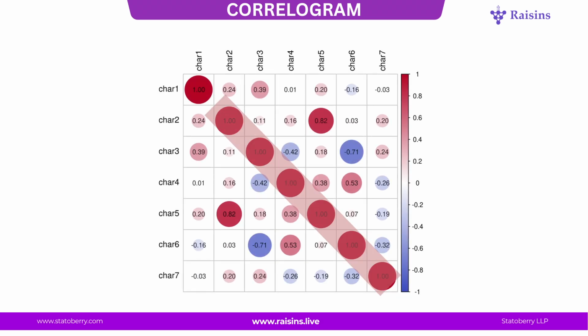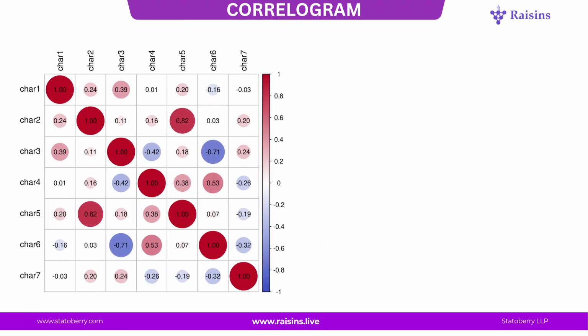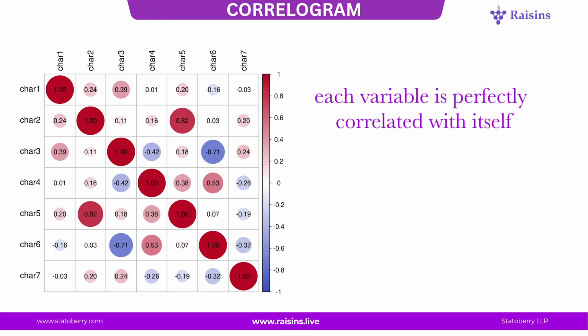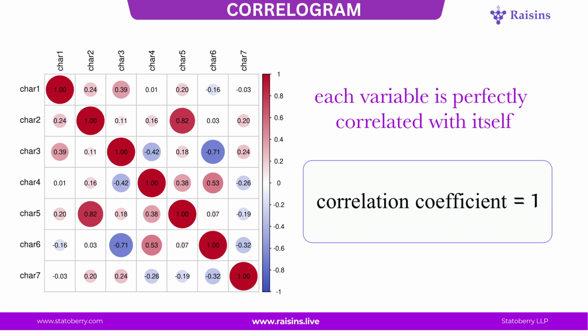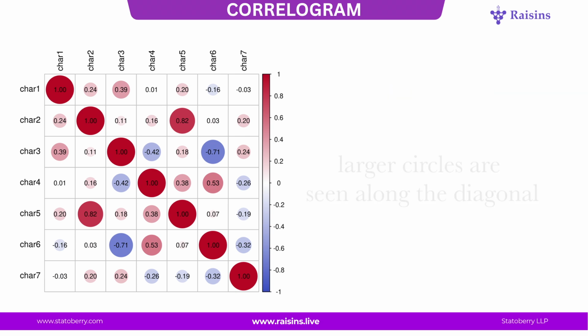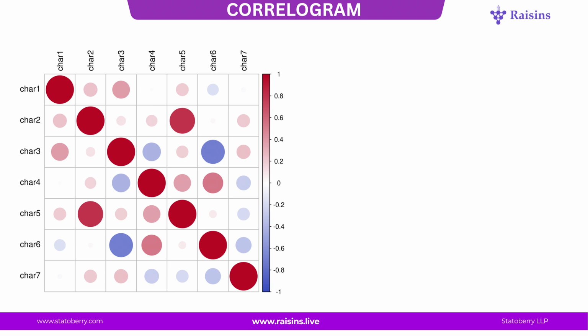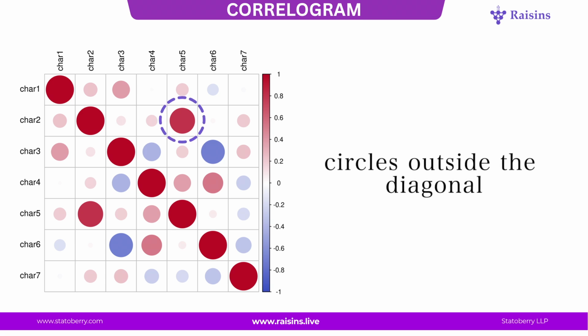First, notice the diagonal values. Each variable is perfectly correlated with itself, so the correlation coefficient is 1. That is why we see the largest circles along the diagonal. Next, look at the circles outside the diagonal.